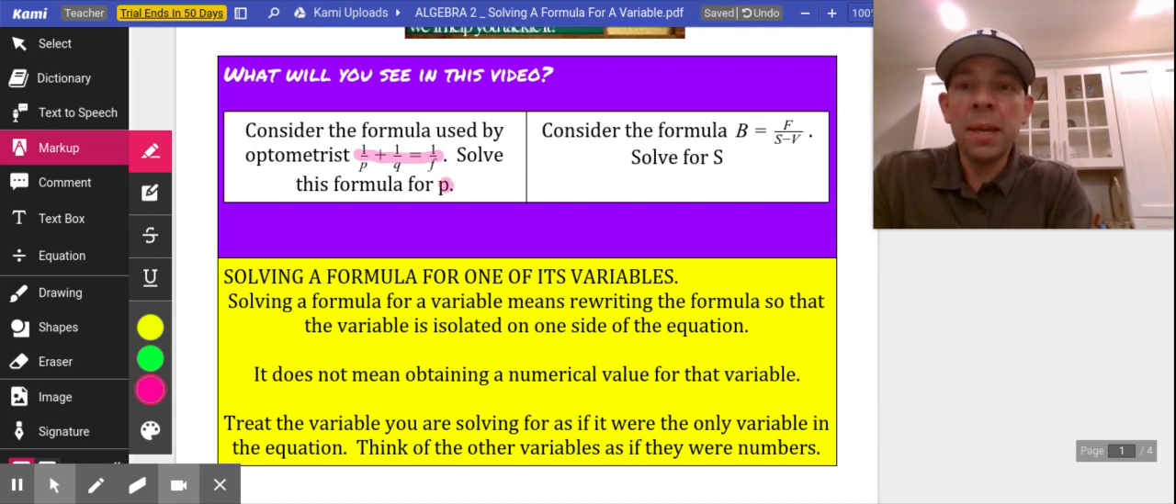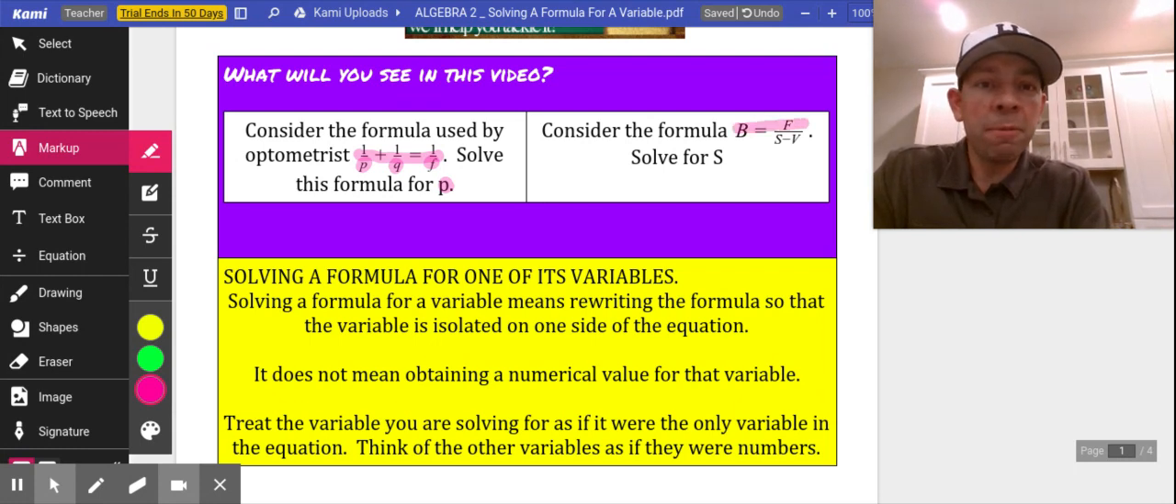In this case, it's P. So we're going to try to isolate the P, but they could change their mind and ask us to solve for Q or solve for F. It doesn't matter. Or here's another example of a formula, and they may just want us to solve for S. So those are some examples we're going to get into.